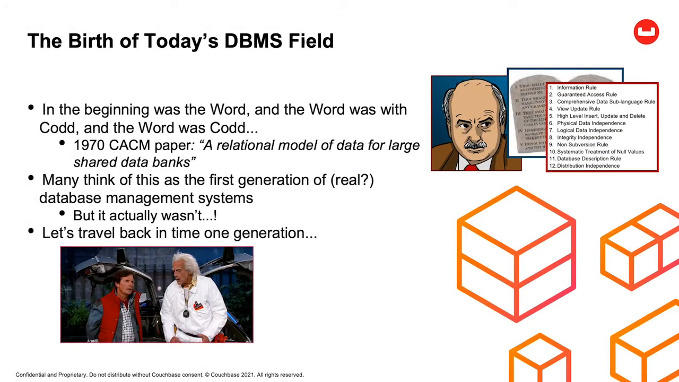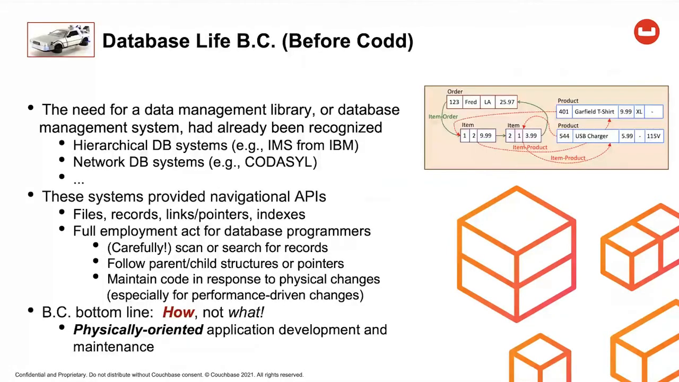All right, so this is us, right? The old guy is me, and the younger guy is you, and we're going to get in the DeLorean and fly back in time. So here we are. It's BC, before Codd.